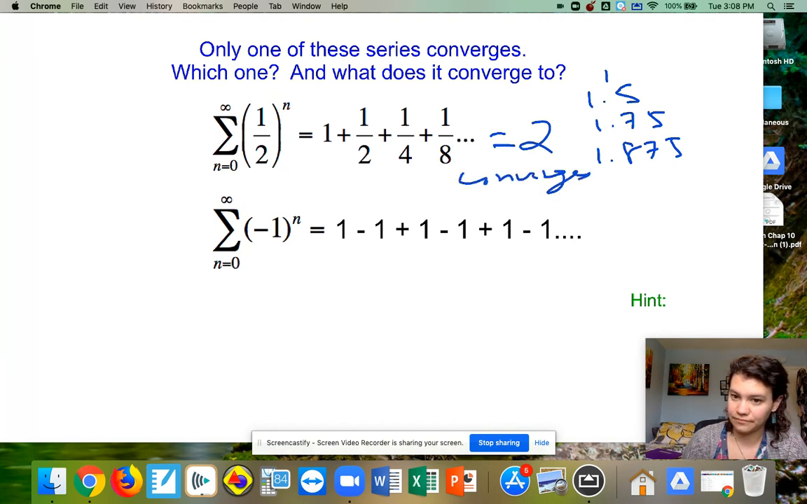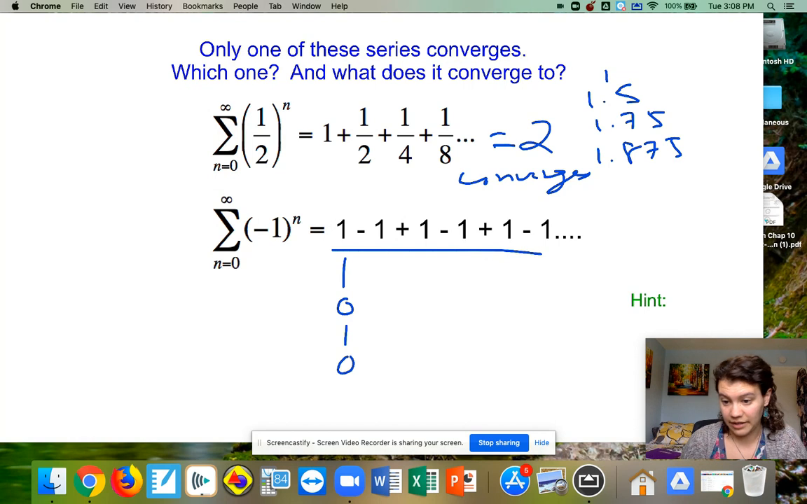So this one converges. If you look at this one, you have 1, and then you subtract 1, so you get 0, add 1, you get 1, subtract 1, you get 0. Back and forth, so you're going to go 0, 1, 0, 1, 0, 1. So this one diverges.